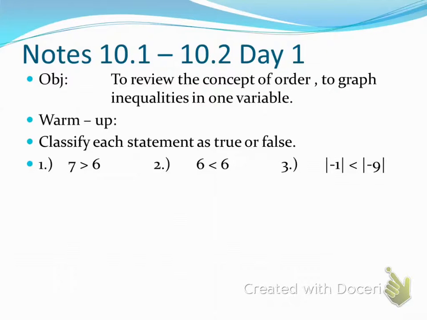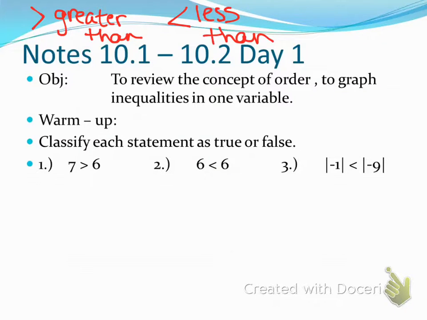It might help if we remember that this symbol is read as greater than, and this symbol is read as less than. So the first statement says 7 is greater than 6. True or false? Everybody should be able to say it all at the same time. True. 7 is greater than 6. Number 2 says 6 is less than 6. False.